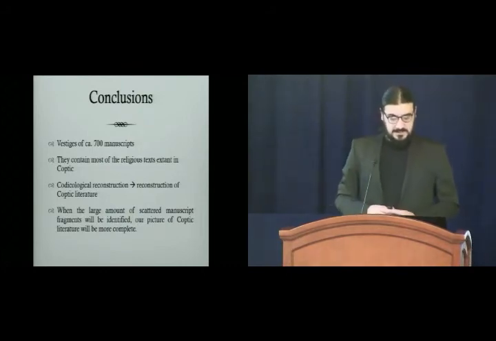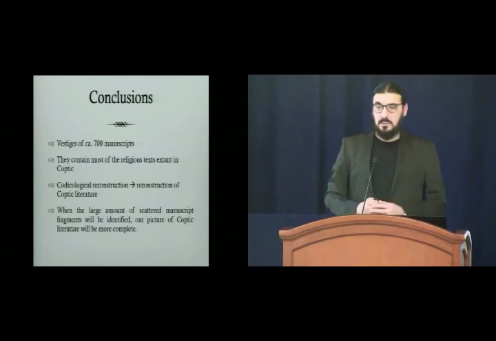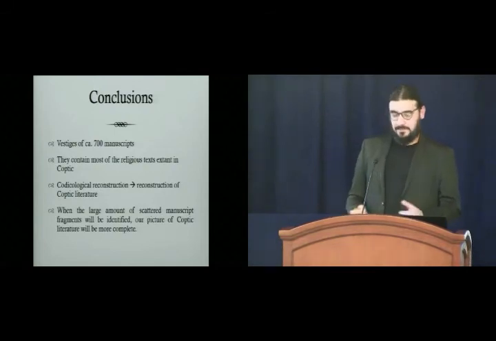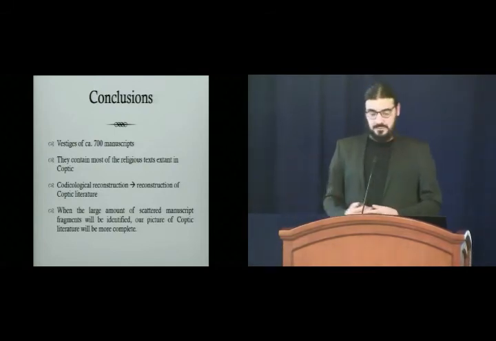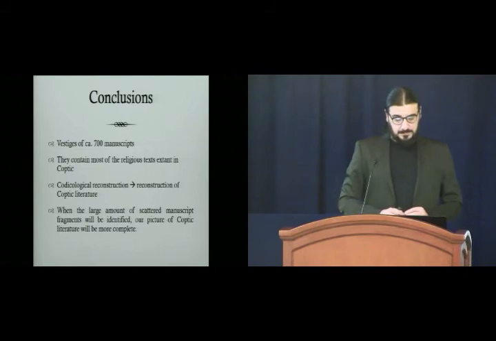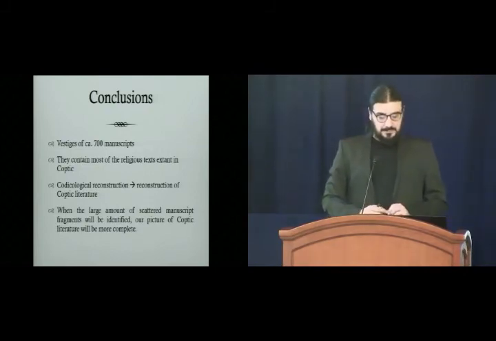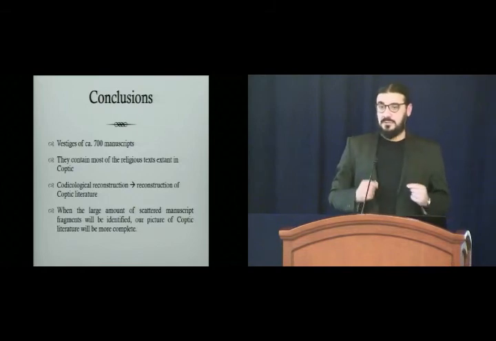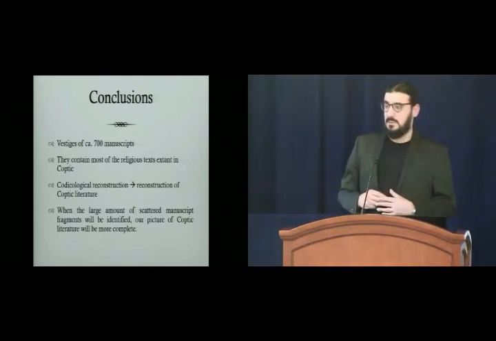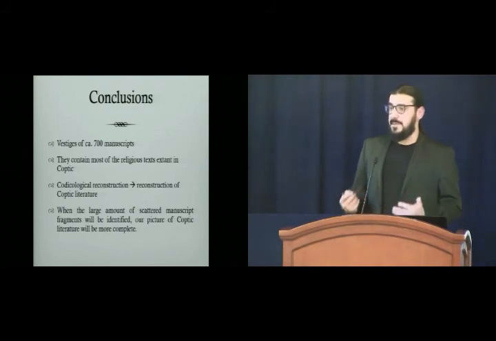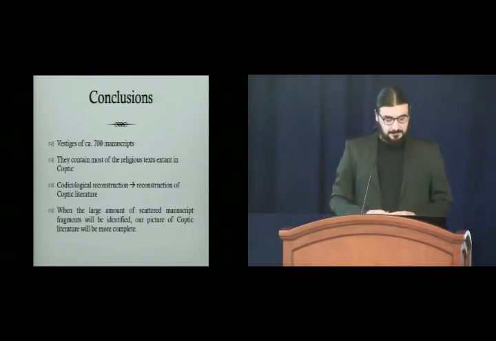To wrap up this discussion, I will mention that there are vestiges of about 700 manuscripts that we managed to identify until now, but the number continues to increase constantly, so the library of the White Monastery was obviously larger. And very important to underline that these manuscripts contain most of the religious texts that circulated in Coptic. Therefore, to some extent, the codicological reconstruction of the White Monastery manuscripts is coextensive with the reconstruction of Coptic literature. Therefore, it is really an important task for us.